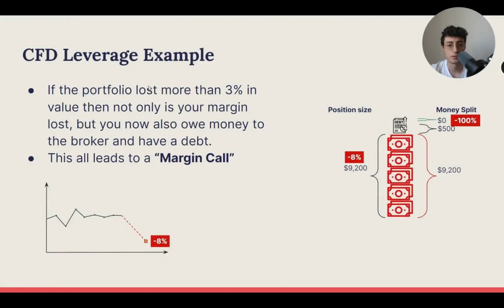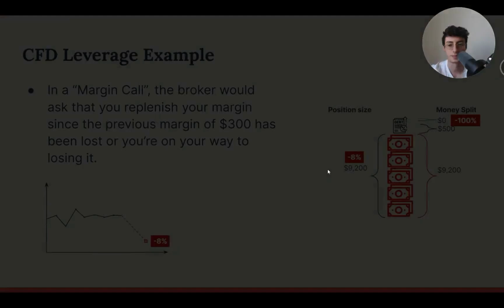If the portfolio lost more than 3%, so it goes down to 8% and only down to 9,200, then not only is your margin lost, so your $300 lost, but you also now owe money to the broker and would have a debt. Now, this entire effect would all lead to something called a margin call.